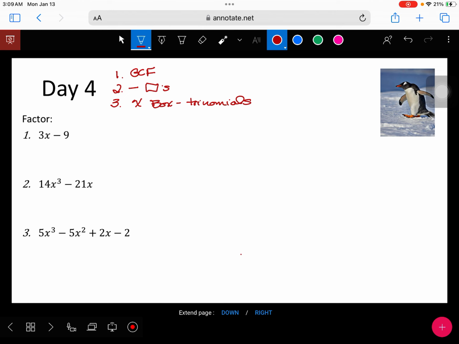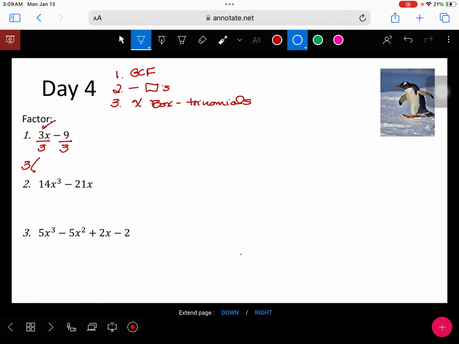Okay, and I'm back. So as I look at the first problem, I say 3x minus 9. I'm trying to find a greatest common factor for both of those, and always looking at the smallest coefficient first. I see I can divide by 3. The x is only in the first term, so it cannot be a common factor with the second one.